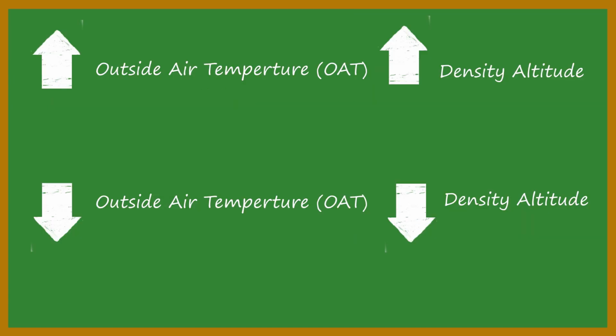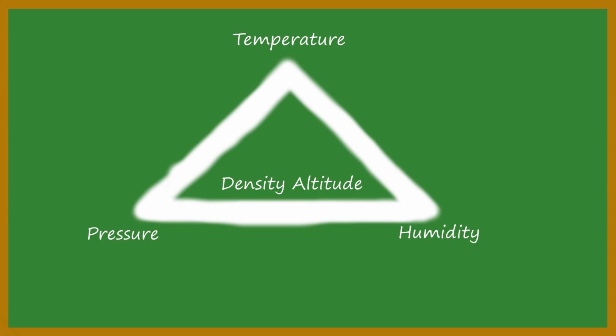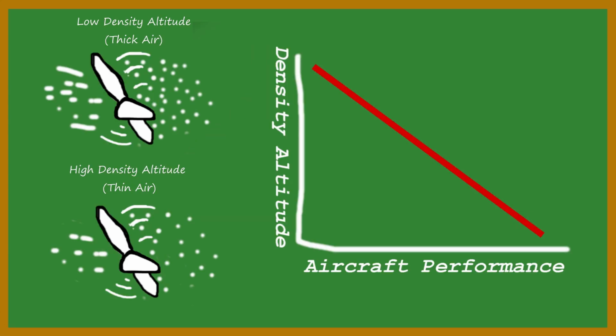As the outside air temperature increases, density altitude also increases. Higher humidity and lower pressure also push density altitude higher. And as density altitude rises, aircraft performance drops. This is because the propeller produces less thrust in thinner air, the engine makes less power, and the airplane simply doesn't perform as well as it would at lower density altitudes.